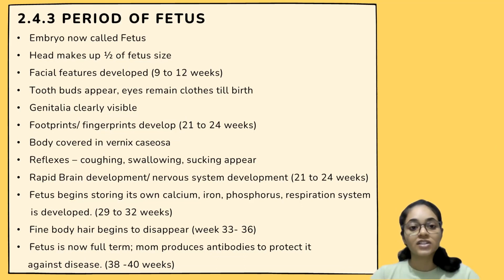The facial features start developing between 9 to 12 weeks. The tooth buds start to appear. The eyes remain closed till birth. So the eyes, now shut, will remain shut, and they will only open when the child is finally born. The genitalia becomes clearly visible.